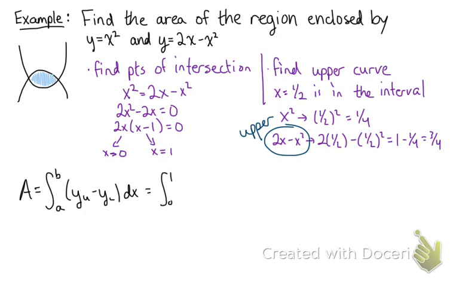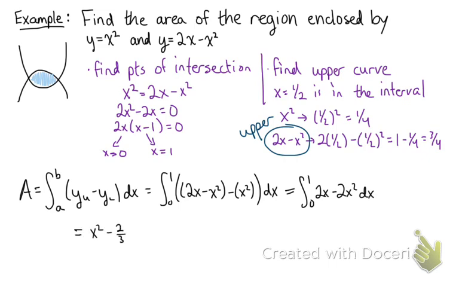So that's the integral from 0 to 1 of the upper thing, 2x minus x squared, minus the lower thing, x squared, with respect to x. And then this is just a little bit of simplification, a very easy integral. Evaluate it at x equals 1 and x equals 0, and subtract, and we get 1/3. The area enclosed by those two curves is exactly equal to 1/3.